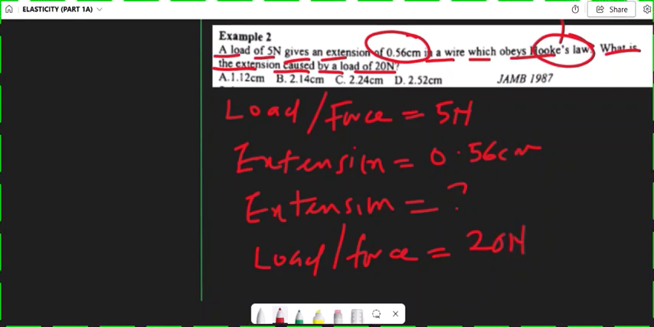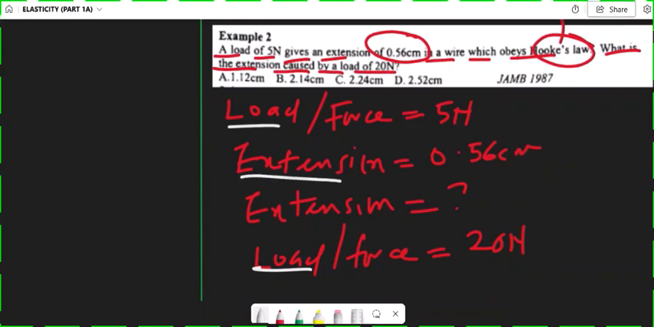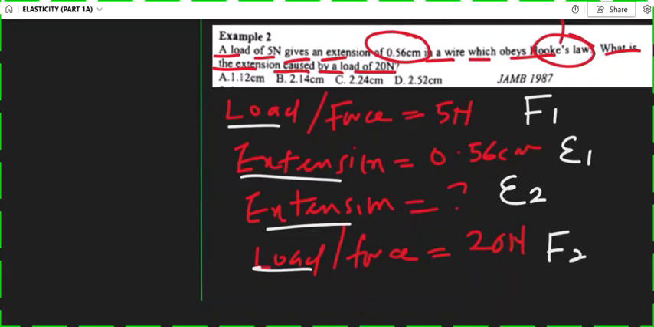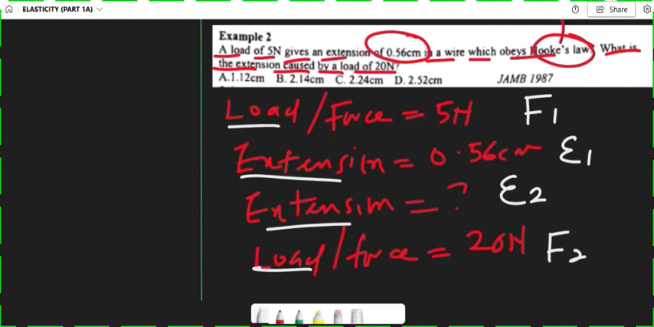Looking at this case carefully, we observe that we are given two loads and we are given two extensions. So that means this should be our F1, this should be our F2, this should be our E1, and this should be our E2. So how can we relate this F1, F2, E1, E2 to Hooke's law?